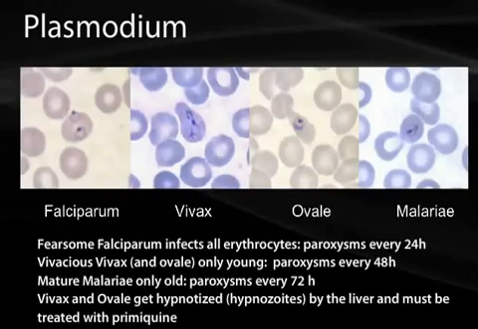This next figure shows the clinical microscopy of each of the different forms. You can see ovale has a little oval, falciparum has a double ring shape, vivax has its unusual form, and malariae also is characteristic.